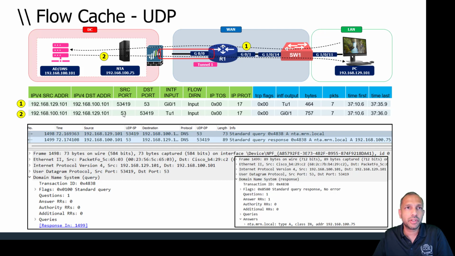The source port will be 53, the destination port will be 53419, and it is coming into the tunnel interface from the router's point of view. Again, input direction traffic, and the IP protocol is 17, which is UDP. Now if you look at the information collected as per the record, we collect the TCP flags, though for UDP traffic there are no TCP flags here. It also collects the output interface, so the router knows which interface the traffic is going out of, and the byte count and packet count. And then there's the time first seen and time last seen.